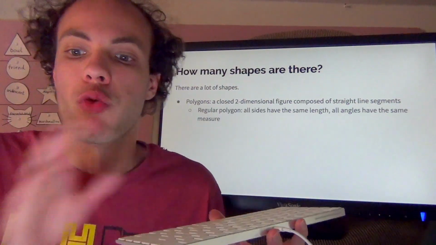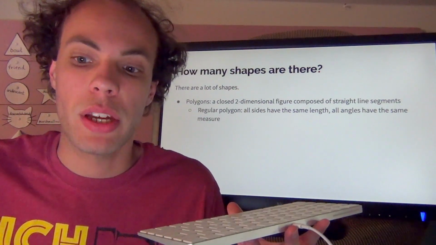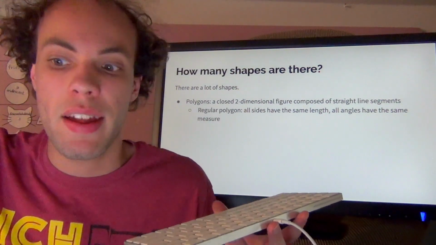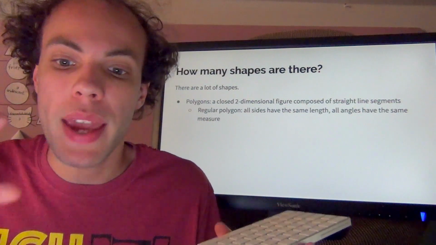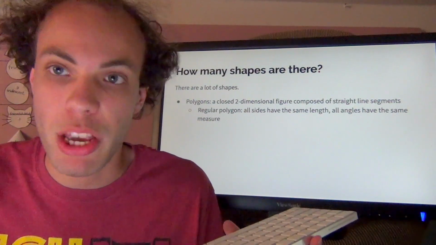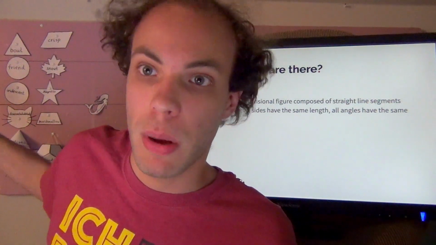There are also regular polygons, in which all of those sides have the same length, and all of the angles have the same measure. Our triangle is a regular polygon. All of the other polygons that we have up here are not.